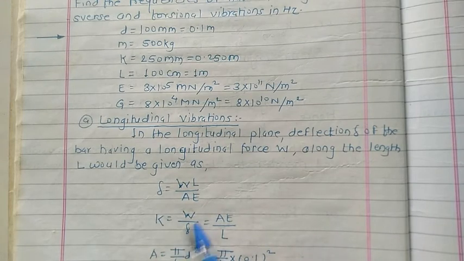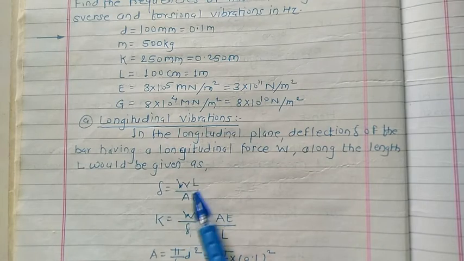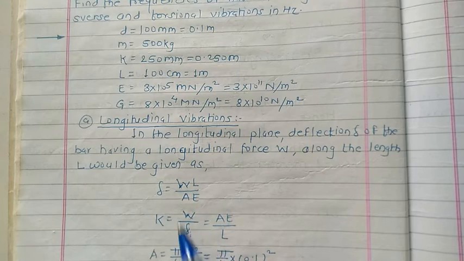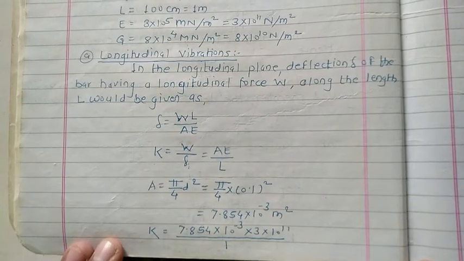K is nothing but the force divided by deflection. Force with us is W and deflection is WL divided by AE. So W divided by WL divided by AE: one W gets cancelled, and AE goes in the numerator. So what we get here is K equals AE divided by L. So this is the circular rod with us.